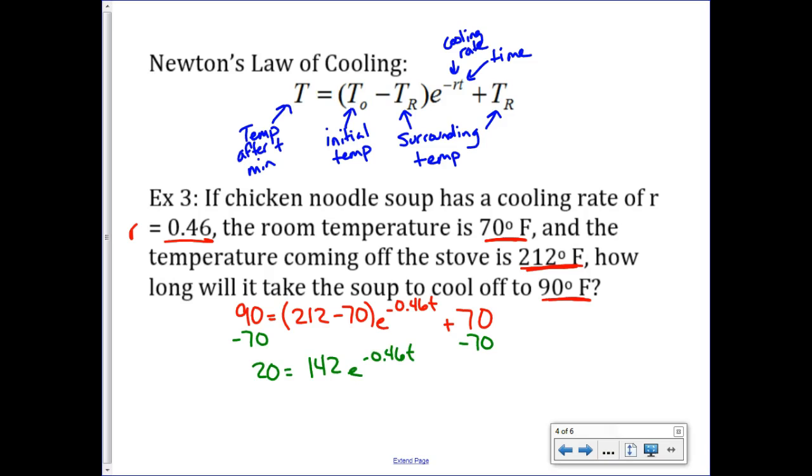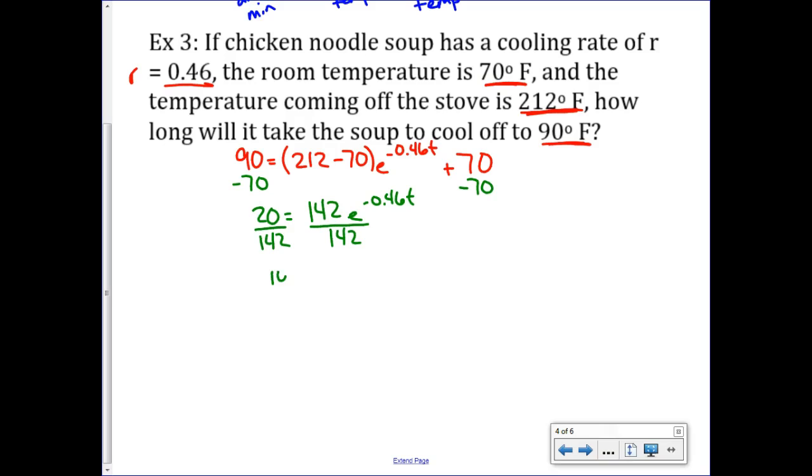So my goal is to try to get this e to the power all by itself. So then since it's being multiplied by 142, I'm going to divide it by 142. So 20 over 142, that'll reduce to 10 over 71. They both divide by 2. And I have e to the negative 0.46 t.